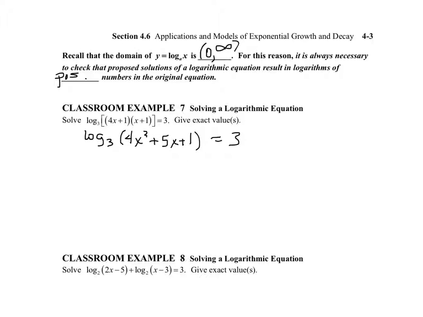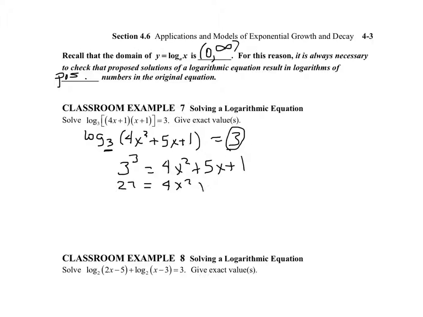Now I need to pay attention. Do I see no logs, 1 log, or logs on both sides? Well, I see 1 log. My method for solving is to go back into exponential form. So this is saying the base of 3 has to be raised to the 3rd power in order to get back 4x squared plus 5x plus 1. So by taking it into exponential form, I can clean up on the left. 3 to the 3rd power is 27.